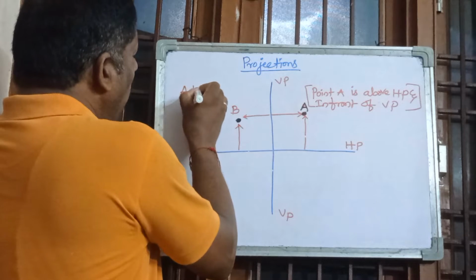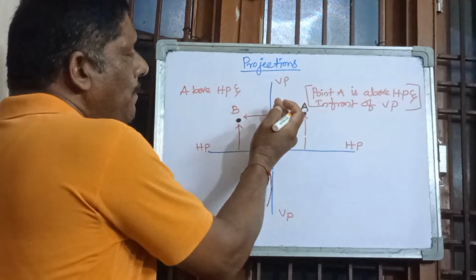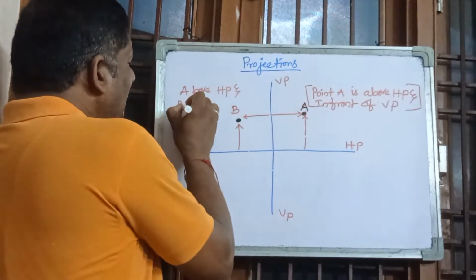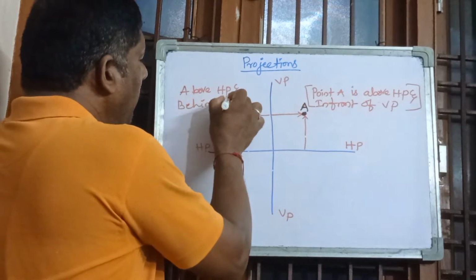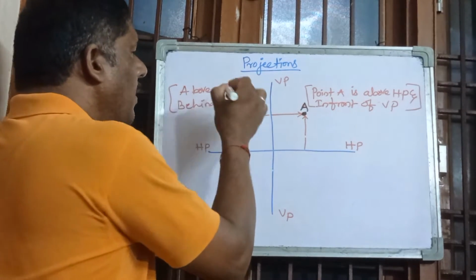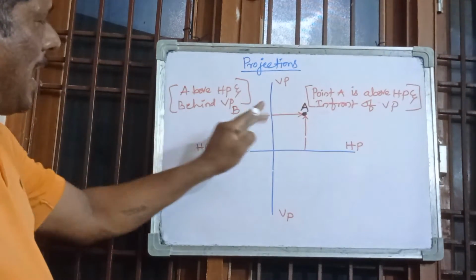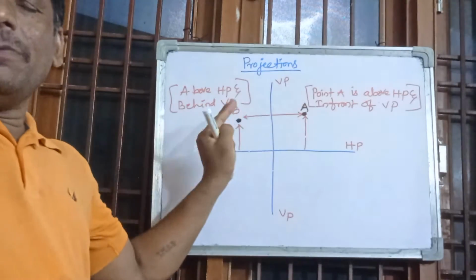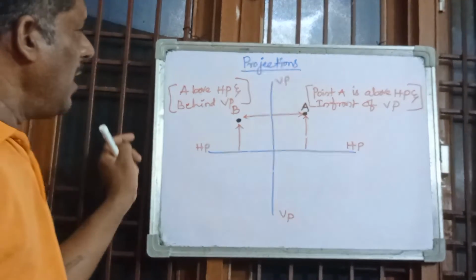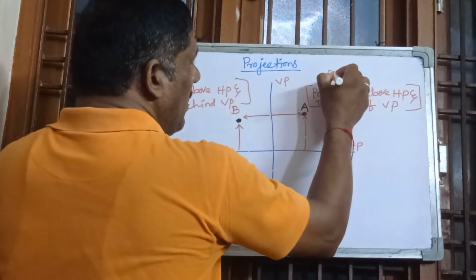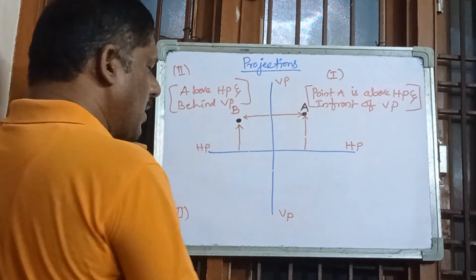So here also it is above HP, and the backside is there. That's why in drawing we can call it behind VP. Okay, so point B is above HP and behind VP. Above HP and behind VP means you can say that it is in the second quadrant. So this is in the first quadrant, and this is related to the second quadrant. And now we will go for the third quadrant.